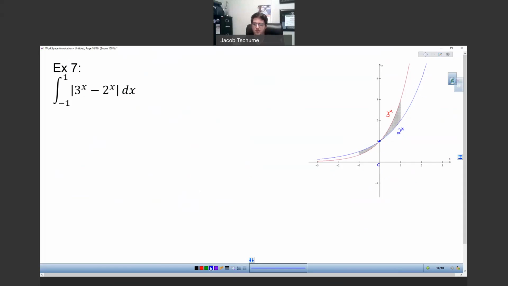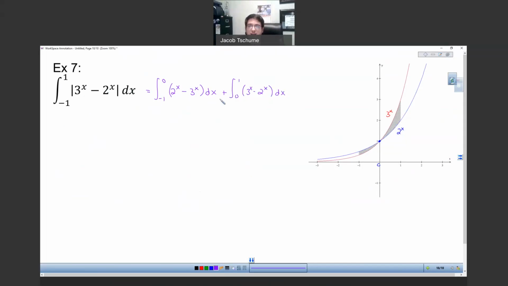So what I would do here when I broke this up is I would write this as the integral from -1 to 0. The blue graph is on top, which would be 2 to the x minus the bottom function, which is 3 to the x dx. Then I would add to this the second integral, which I'm going to go from 0 to 1. Now the red graph is on top, so this would be 3 to the x minus 2 to the x dx.